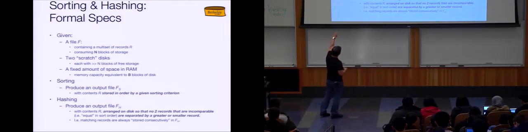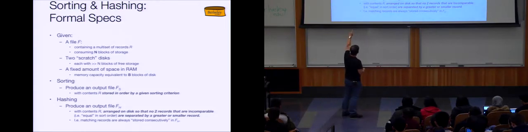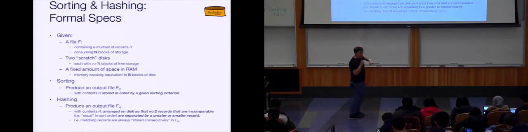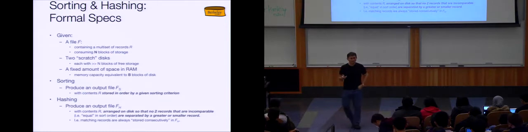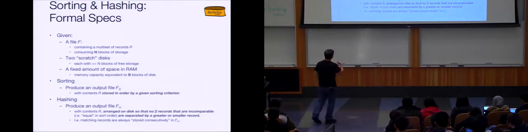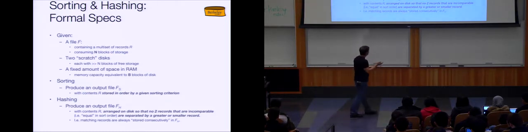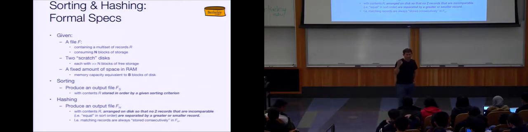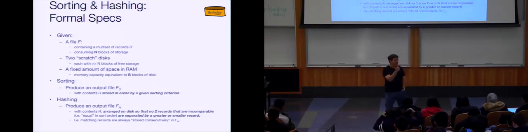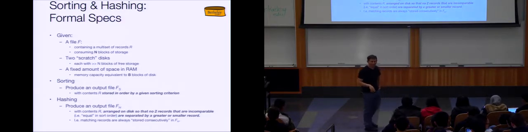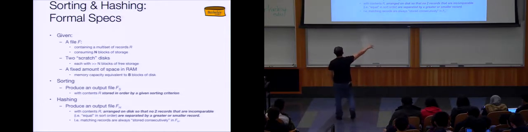So for sorting, here's our goal. We're going to be given an input file, F. We're going to produce an output file, a new file, FS. Okay? And this new file is going to have the contents R, that multiset of records, sorted in some order, where the order is some arbitrary sorting criterion based on fields in records or something like that. Okay? So we're going to generate a new output file.